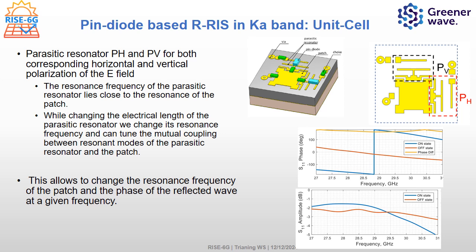Here is an example of a unit cell that was provided by Greenerwave, which is basically a patch with two parasitic resonators, PH and PV, corresponding to horizontal and vertical polarization, that are connected with a PIN diode. By changing the electrical length of the parasitic resonator, we can change its resonance frequency and tune the mutual coupling between the resonant mode of the parasitic resonator and the patch. This translates into a phase difference of 180 degrees. So this actually operates as a 1-bit phase quantization with low losses of around -2 dB.